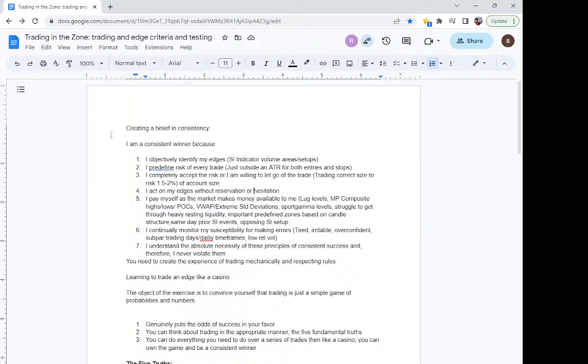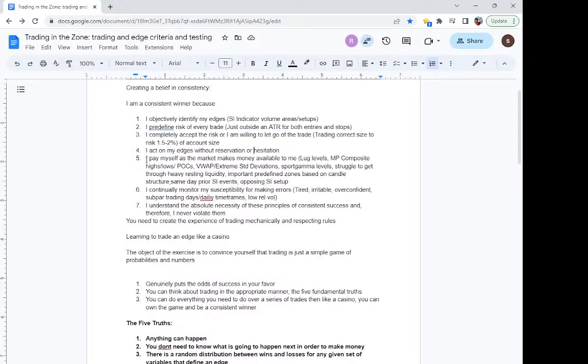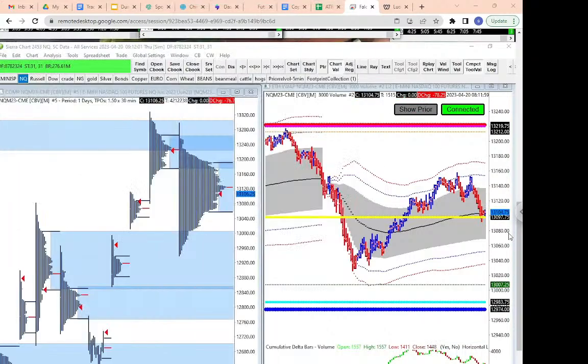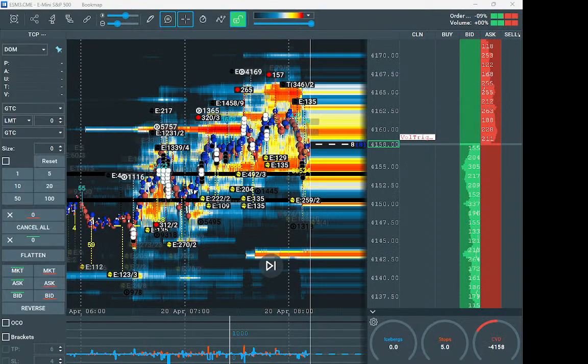And this is straight out of his book, Trading in the Zone, Mark Douglas, right? I pay myself as the market makes money available to me. And it just did. Yellow lug, VWAP, two things. And then it didn't struggle to get through heavy resting liquidity yet, but it was close enough to that too. So I'm out of 3/4 of it. So now I'm staying in that trade, and I could potentially go long ES here.